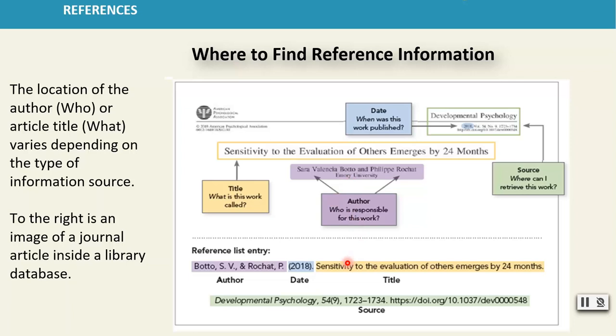And then this page is color-coded so that you can see what is the work called is in the light yellow. Where can I retrieve this work is in the green, and so forth. So you're answering all those questions, what, who, when, and where within your citation with this format. The periods, the italics areas, all of that is important to have a correct APA citation.